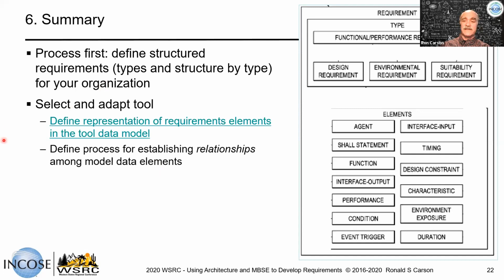Once these things are decided, then you can select and adapt a tool, process first, so that you can define the representation of those requirement elements in the data model of your selected tool. And having done that, you need to define the process then for establishing the relationships within the tool for the different data model elements and the requirements themselves, so they're available and visible and linked within the tool in the right places, so that you can be confident that the requirements you're writing are actually derived from that MBSE model data.